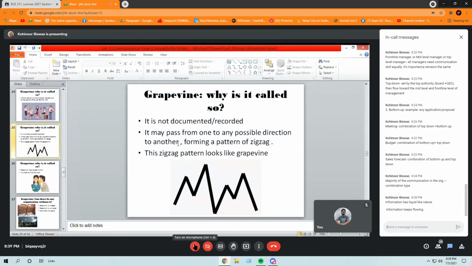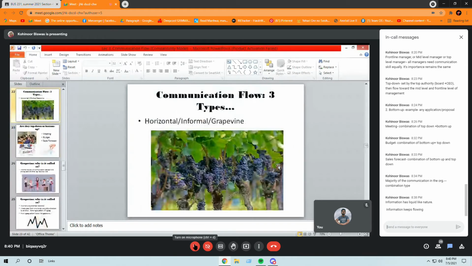So it is possible a faculty member of the BBA department may pass the information to someone else in the CSE department or economics or English department, from where the information may pass in any possible direction, forming a pattern of zigzag. This zigzag pattern looks like a grapevine. So the flow pattern will be zigzag, not a specific pattern. Zigzag pattern. Now why this?